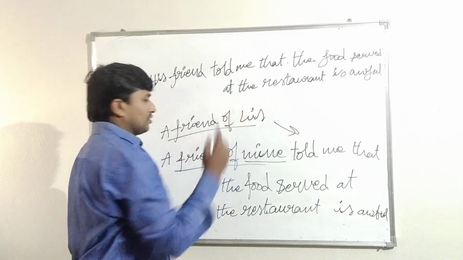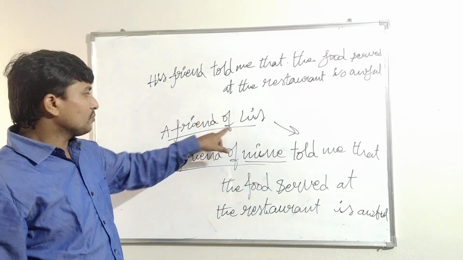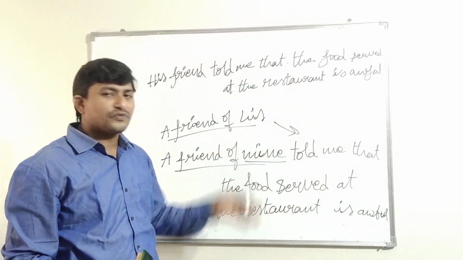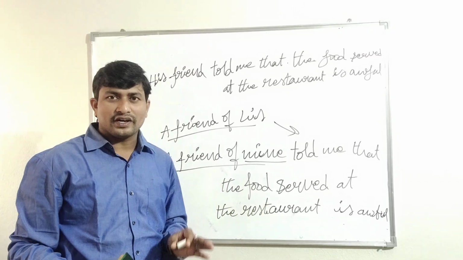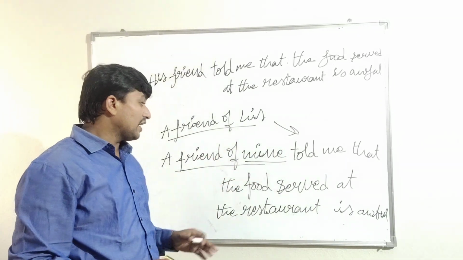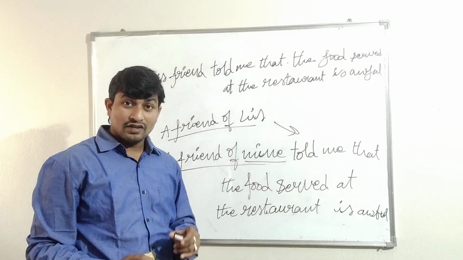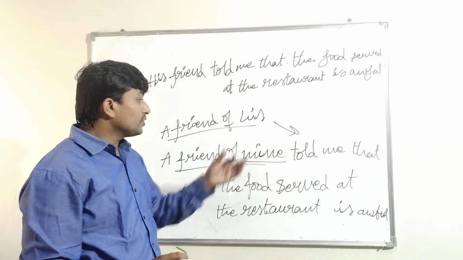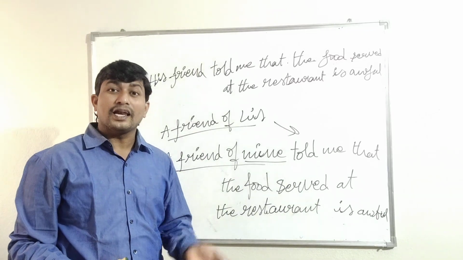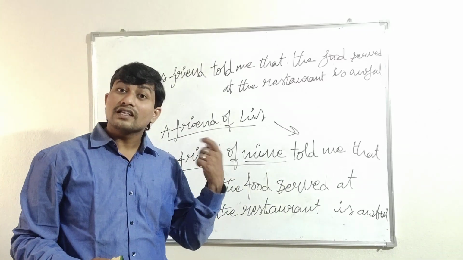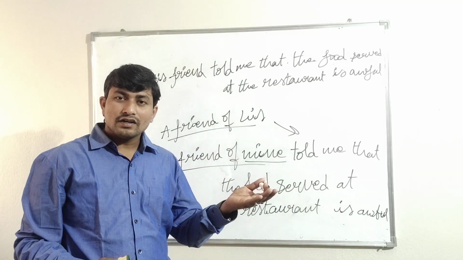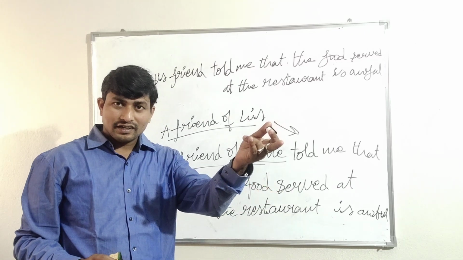But what about the position? See here, the position of the person: a friend of his. So, one of his friends. We don't know, we don't want to specify. As you don't want to specify a particular person, this is the way of usage. A friend of his told me that the food served at the restaurant is awful. A friend of hers helped me. A friend of mine helped her. Did you understand what I said now?